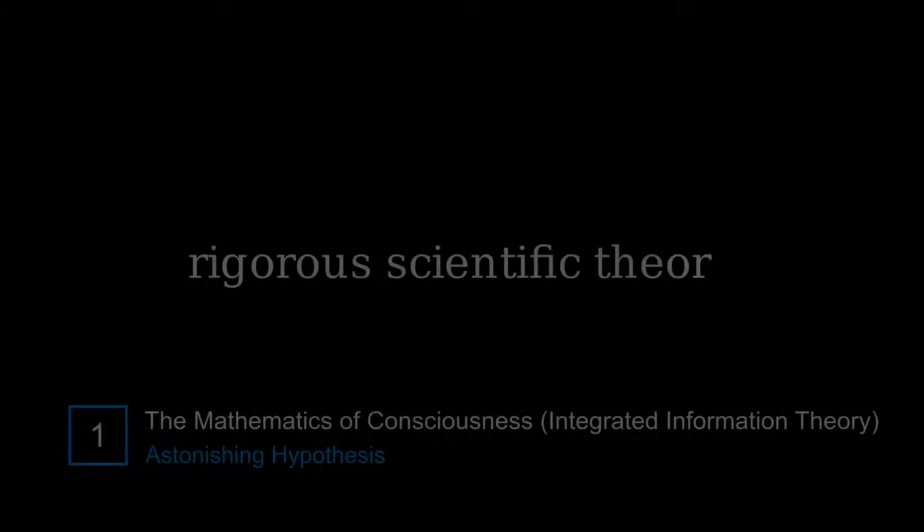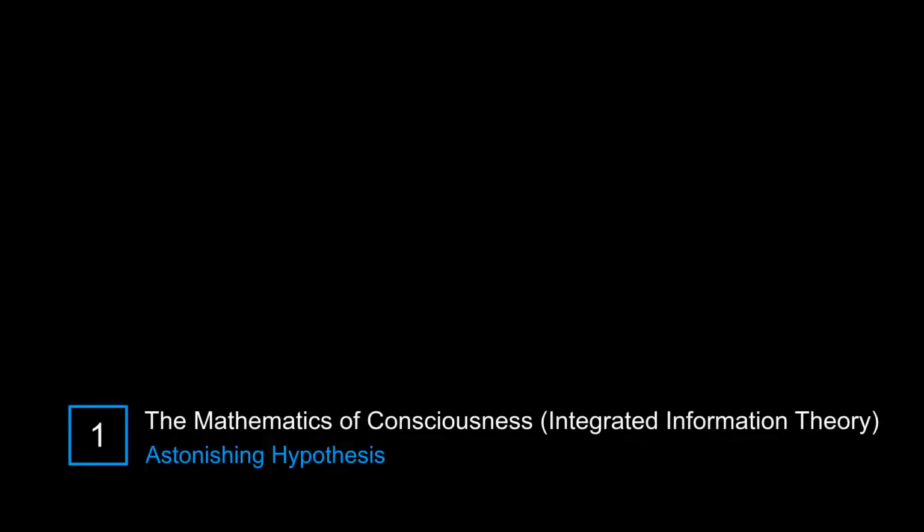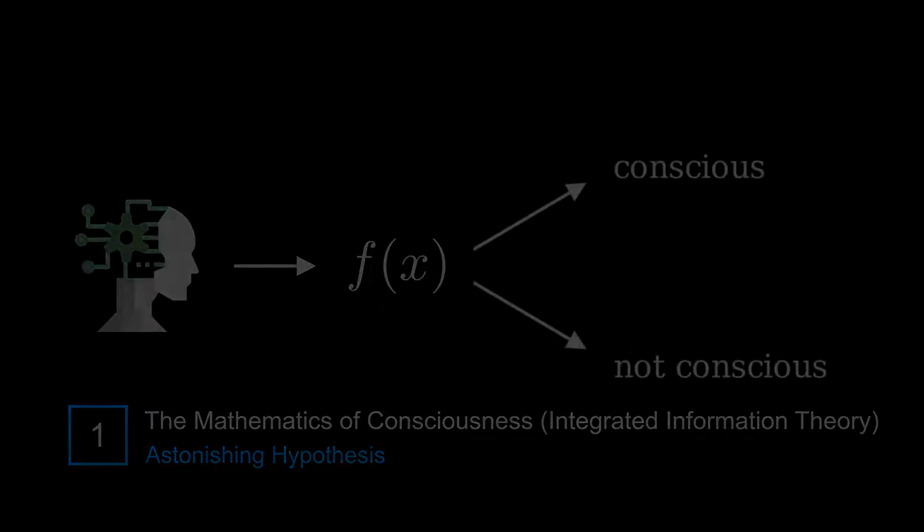A rigorous scientific theory. The mathematical equations of such a scientific theory of consciousness should allow us to determine if someone or something is conscious.